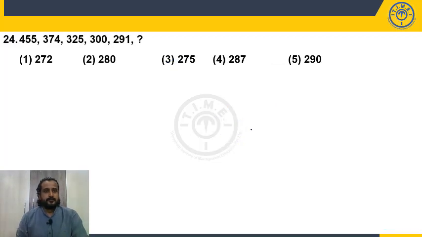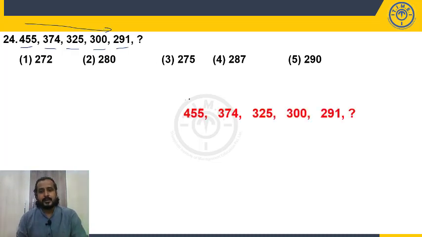Next. 455, 374, 325, 300, 291. First of all, numbers are in decreasing pattern. When numbers are in increasing pattern, look at the last 3 numbers. Decreasing pattern, look at the first 3 numbers. Are these numbers decreasing gradually or decreasing rapidly? Very close numbers, right? So decreasing gradually.